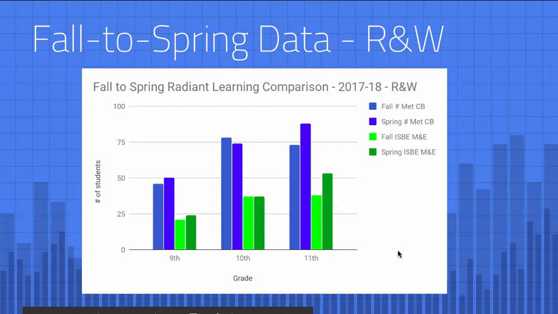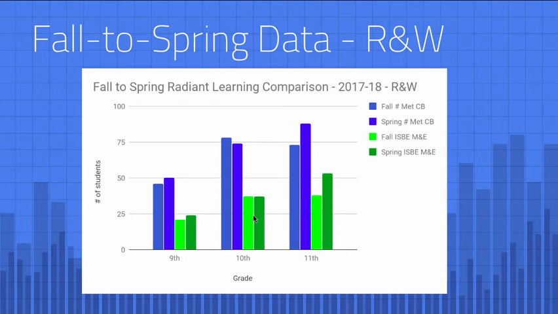So here's reading and writing. If you'll look, we had some moderate gains here at 9th grade. Again, it went down in terms of College Board. In fact, let me back up and explain that to you for a second. The blues here are those College Board benchmarks, how students did from fall to spring.